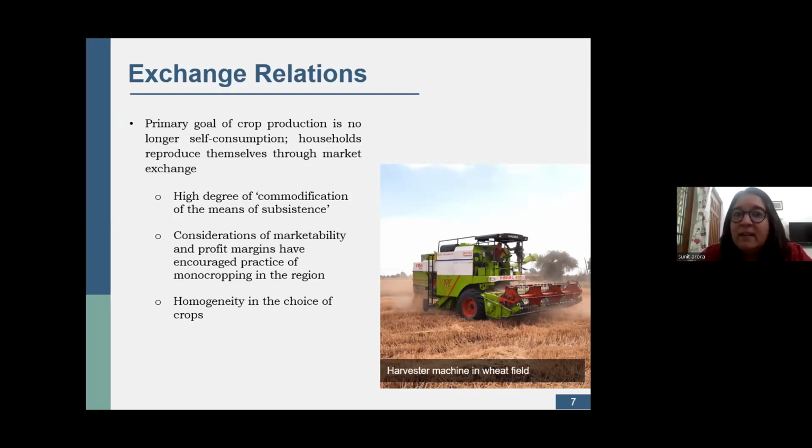markets, and with increases in connectivity between southern Madhya Pradesh and different parts of India, the cultivation is no longer done for self-consumption. The goal is no longer for self-consumption. Households reproduce themselves through market exchange. What I mean by this is that they usually sell most of their produce in the market, right? And it is the considerations of marketability and profit margins which have encouraged this monocropping in the region.